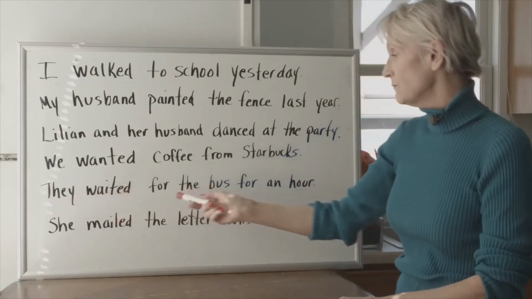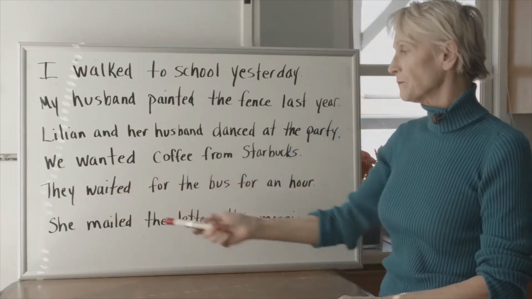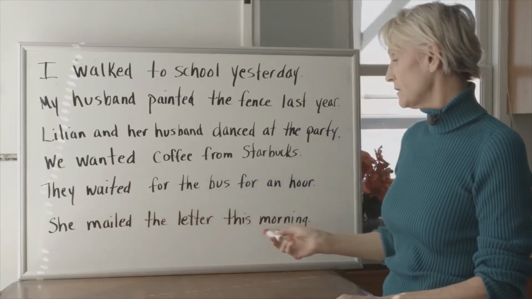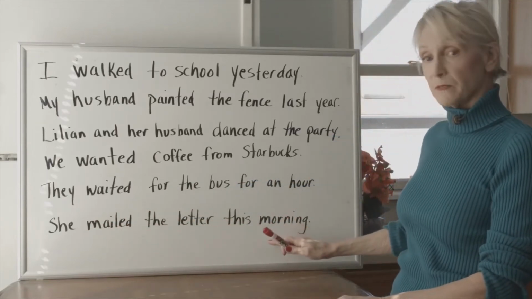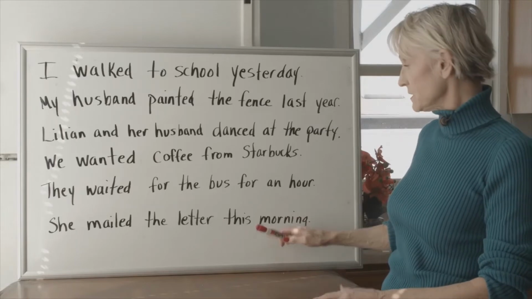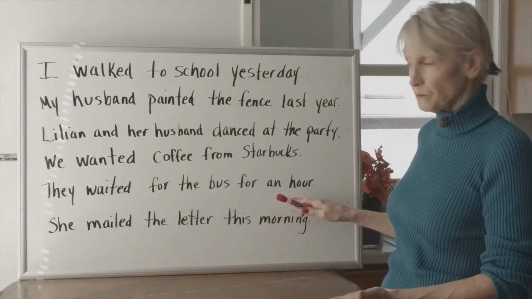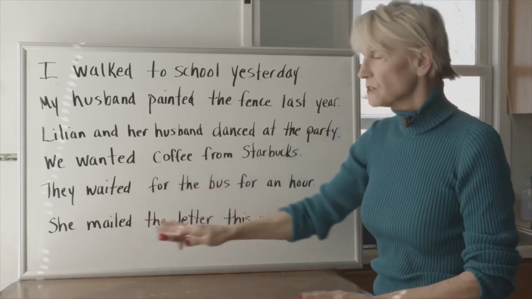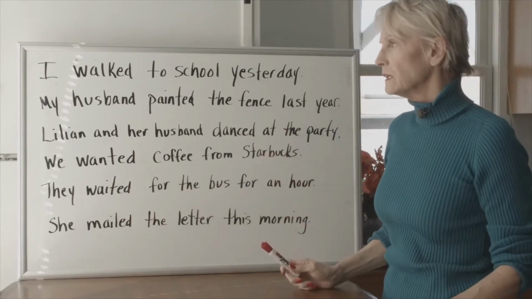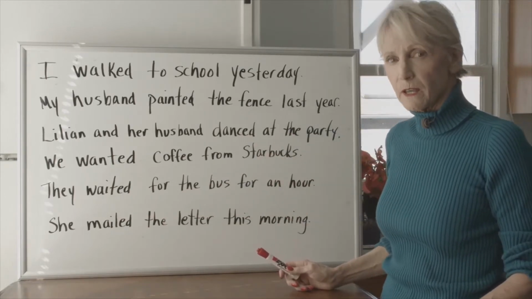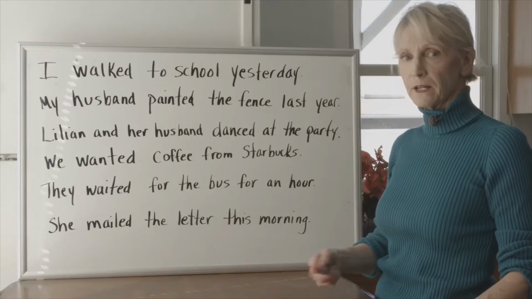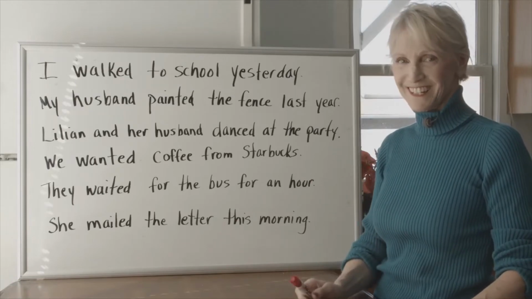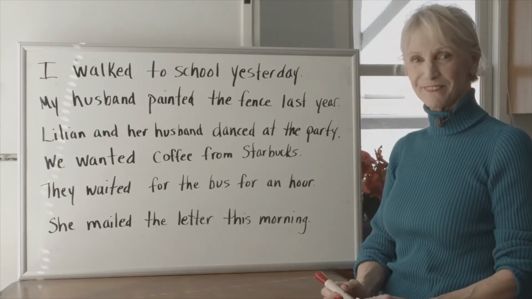They waited for the bus for an hour. She mailed the letter this morning. So this is a specific time. This is for how long somebody waited. So notice the difference in how the verb is used, and keep practicing, keep writing, but keep saying the sentences out loud. Okay, good job.